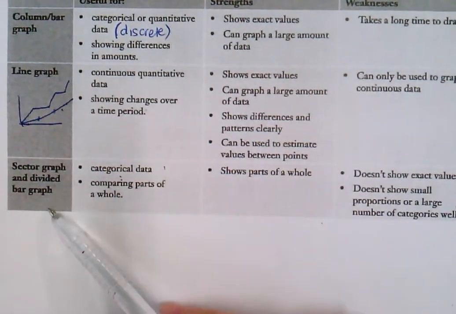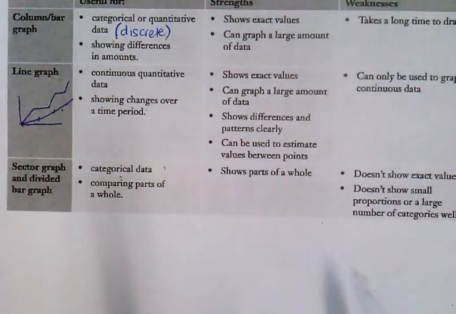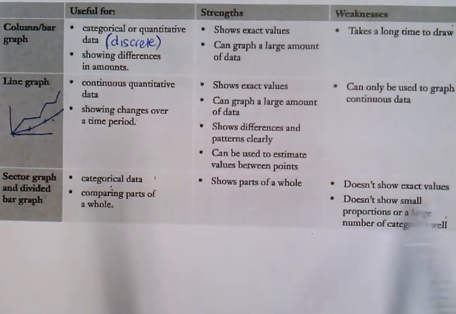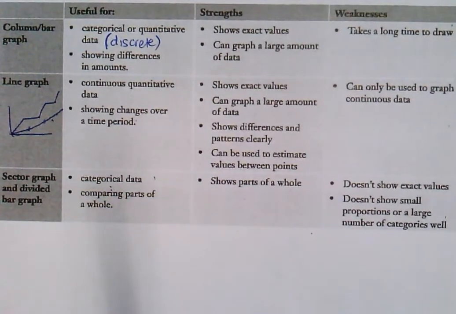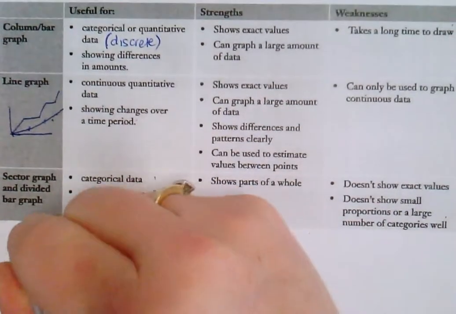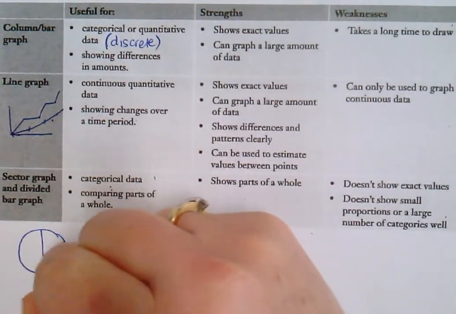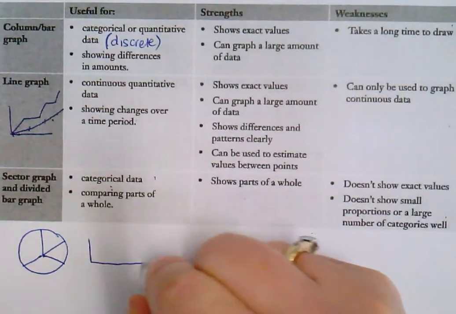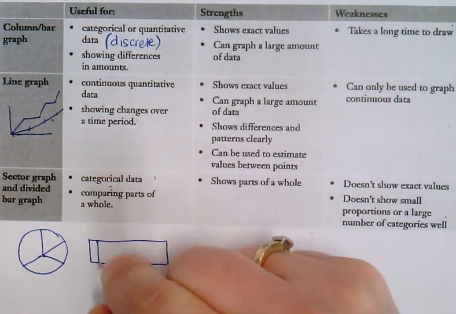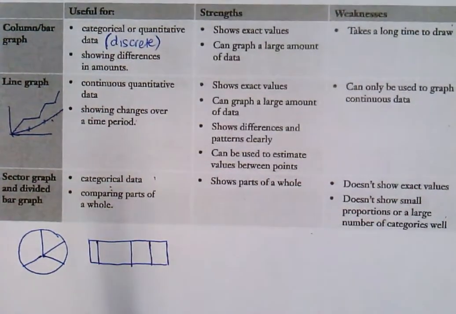Now we're practicing those today, sector graph and divided bar graph. They show parts of a whole, that's their strength, but they don't show exact values. And if you've really got very small proportions, like let's say only 1% of students chose something, it's not very good for showing that, because the sector would be really, really small on the graph. Your sector graph, remember, looks like this, where you've got your different sectors. And your divided bar graph looks like this, that sort of thing.